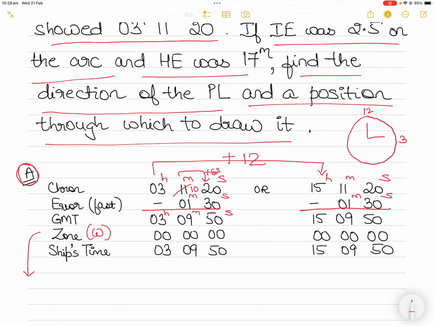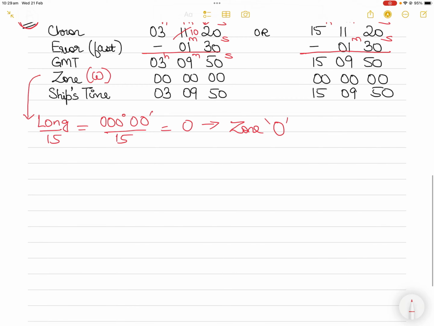So what you have to do is basically, to find the zone, you have to divide the longitude by 15. This zone tells me what time zone I am in, right? In this case, the longitude is 000 degrees 00 minutes. So if you divide it by 15, you still get 0. That means you are in zone 0. That means that you are in the time zone of the GMT.